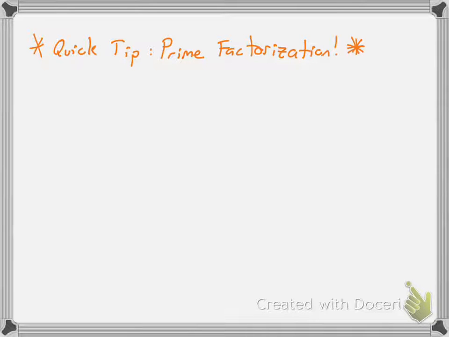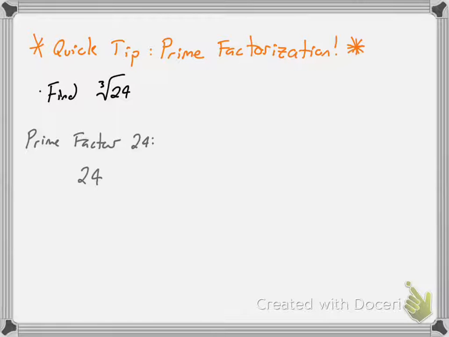Before we do that, a quick tip is prime factorization. Since we're moving beyond just square roots, now looking at cube roots and fourth roots, it's hard to memorize perfect cubes along with perfect squares and even higher powers. One way we can get around this is by doing prime factorization. For example, if I want to find the cube root of 24, I need to think about perfect cubes that go into 24. I'm going to start with 24 and keep dividing it out and finding factors until I'm left with all prime numbers.